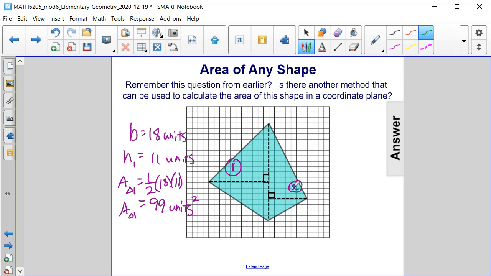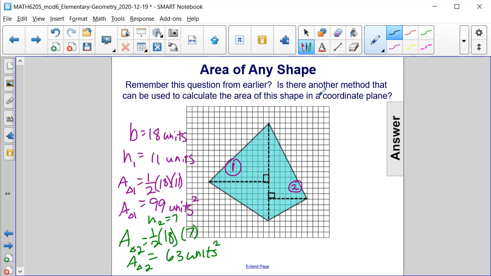And now we also have a second triangle, triangle 2. We know that its base already is 18 units because both triangle 1 and triangle 2 share that common base. So the area of triangle 2 is going to be 1/2. Its base is 18, and now we have to determine its height. 1, 2, 3, 4, 5, 6, 7. So height 2 is 7. And now if we multiply these together, 1/2 of 18 is 9. 9 times 7 is 63 square units. And that's the area of triangle 2.